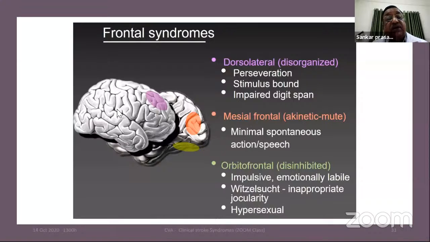Animals also have visual, auditory, somatosensory, everything, but they don't have the frontal lobes. Frontal lobes are given to human beings, and the mesial frontal region is what is driving you, that is the force with which you are working. If that is affected, you become akinetic mute, with minimal spontaneous action and speech. The orbitofrontal region, if it is affected, you become impulsive and emotionally labile, and you start laughing inappropriately, and you may develop hypersexuality. So these are the functions that are disturbed when frontal lobe strokes happen.